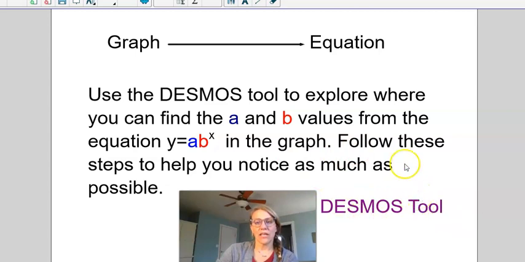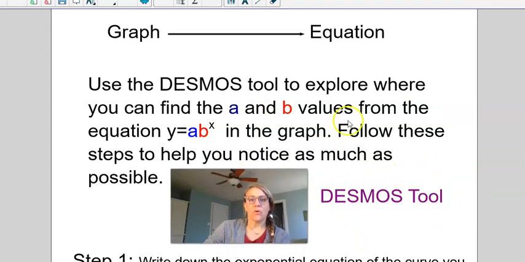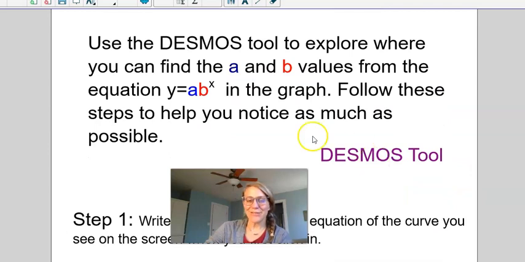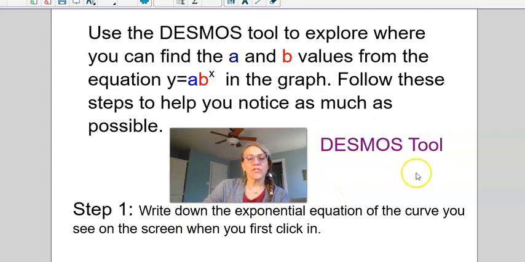So you're going to click on this. You're going to go to this Desmos tool here, and I'll have a link that'll pop up for you. And you're going to use some sliders. There's an A slider and a B slider, and you're going to move it around, and you're going to have to notice some things as you're sliding those sliders, and the equations and the graphs are changing. So the first thing you're going to do is click into this Desmos tool off to the side here, and write down the exponential equation of the curve you see on the screen when you first click in. So go ahead and do that first.